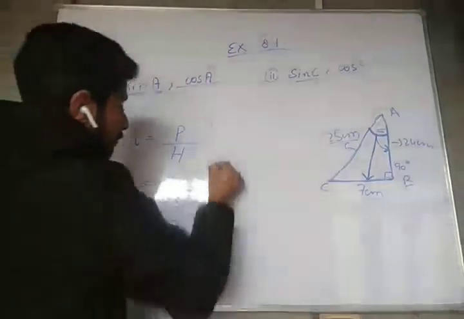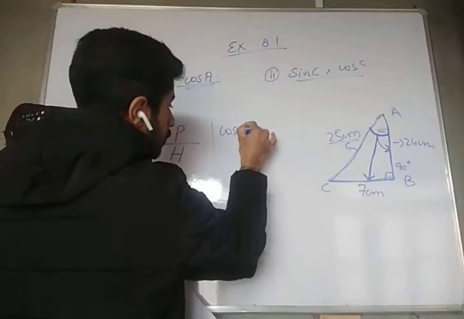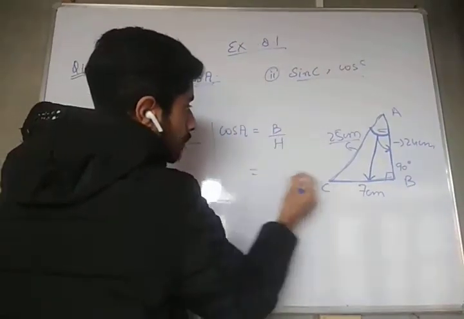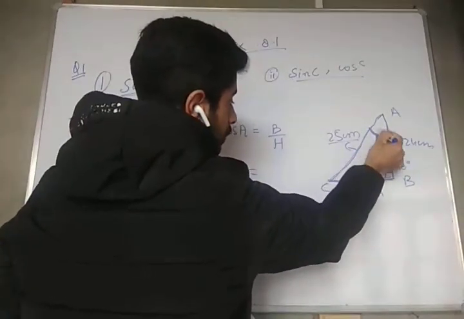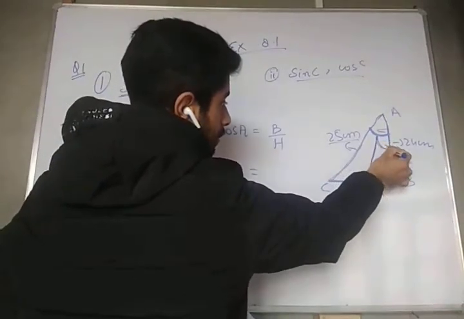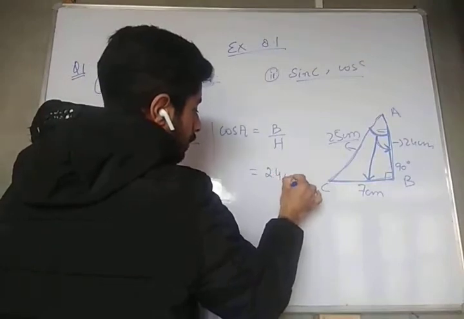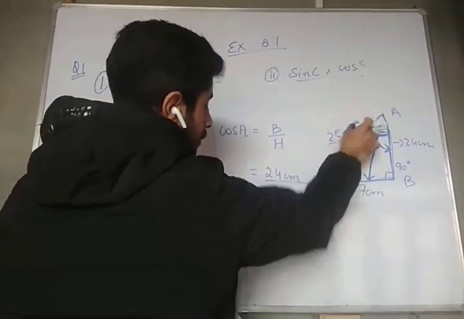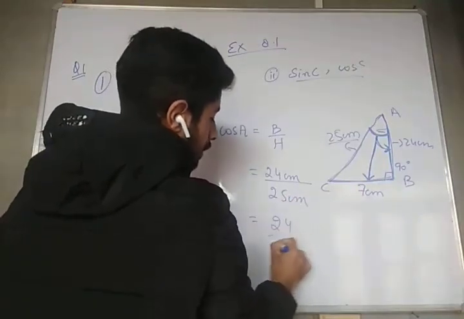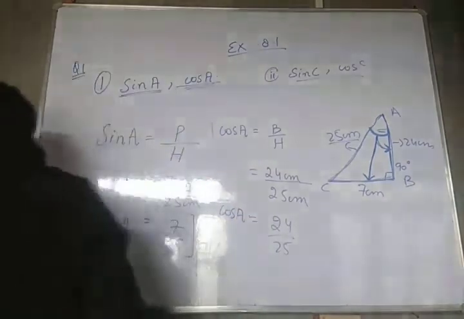Now similarly we have to find cos of A. As you know, cos of A is base by hypotenuse. The angle is same, so perpendicular, base and hypotenuse will remain same. This is our base, AB, and AB is 24 centimeter, and hypotenuse is the same, 25 centimeter, so it will be 24 by 25. This is our cos of A. I hope it's clear.